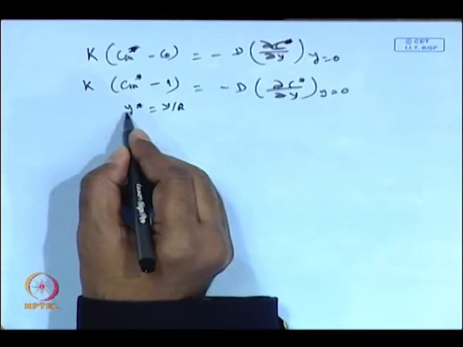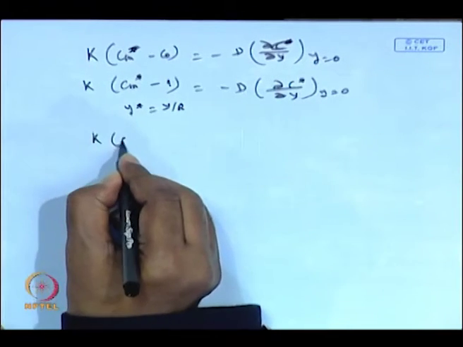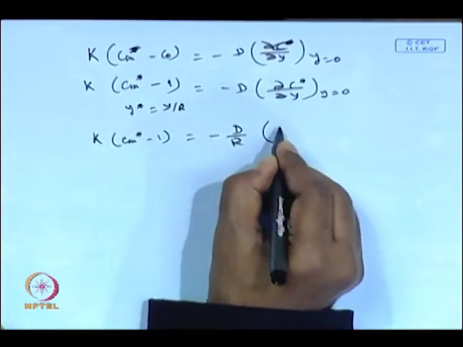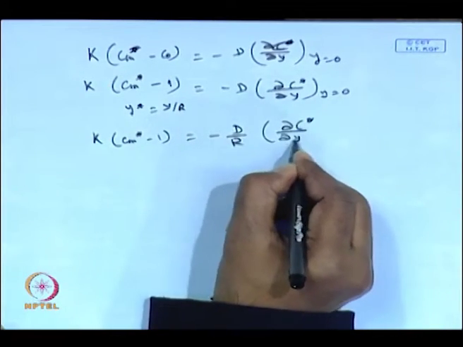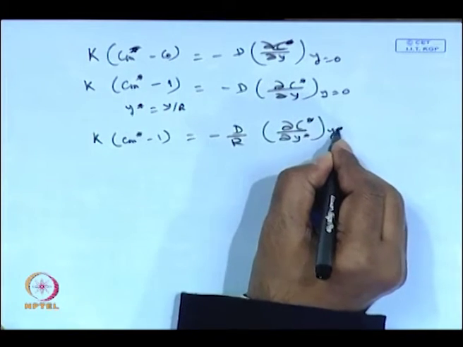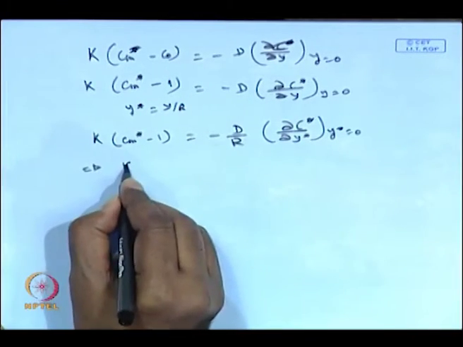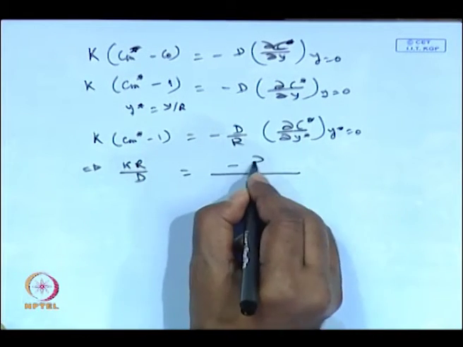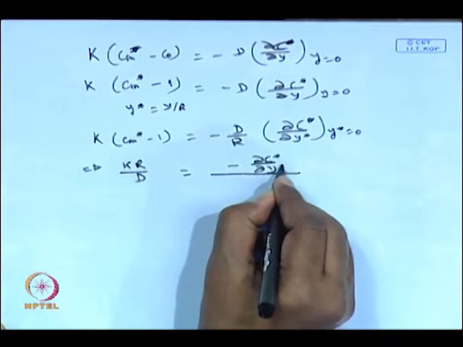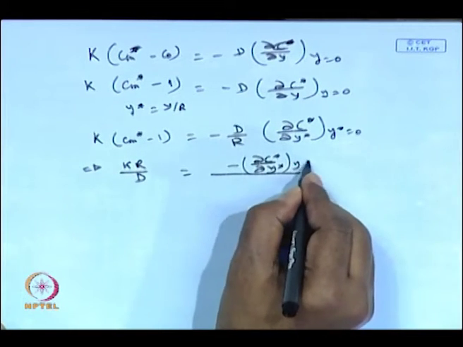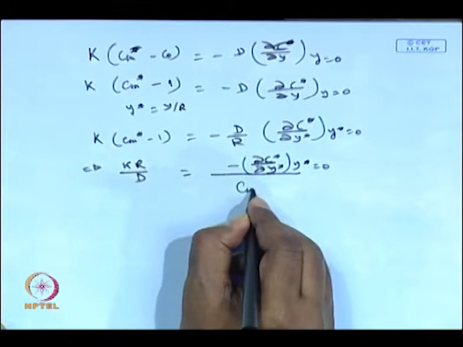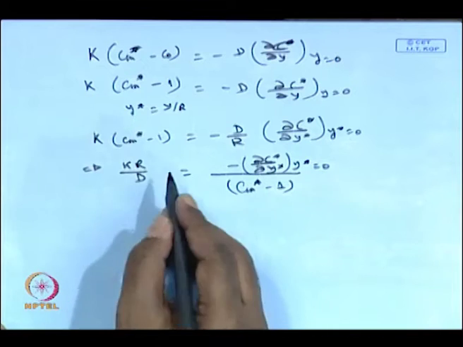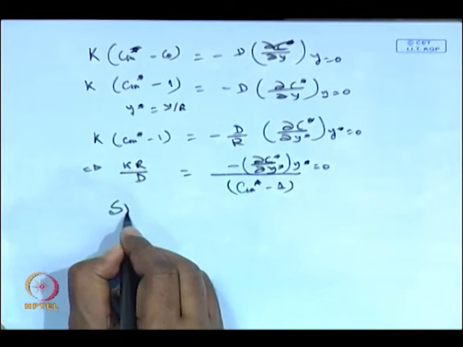Make y star as y by r. So, y is nothing but r times y star. So, K (Cm star minus 1) is equal to minus D by r del c star by del y star at y star is equal to 0. And what is this? K r by D is nothing but minus del c star by del y star at y star is equal to 0 divided by Cm star minus 1, and this quantity K r by D is nothing but the Sherwood number.